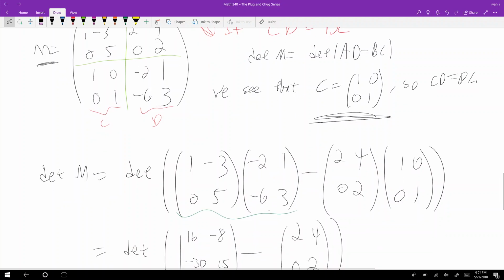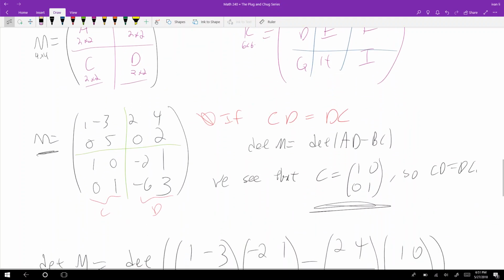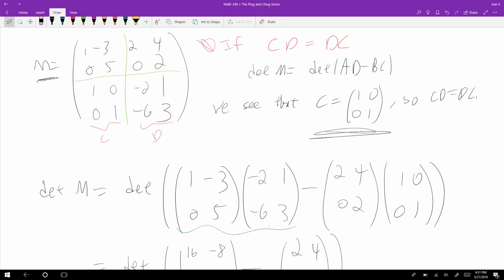Another case I'm not going to talk about, I might talk about it during recitation, is if it's block triangular, then you also get some nice things to deal with determinants. But in this case, let's not worry about that. So this is it then for just outright finding matrix determinants.